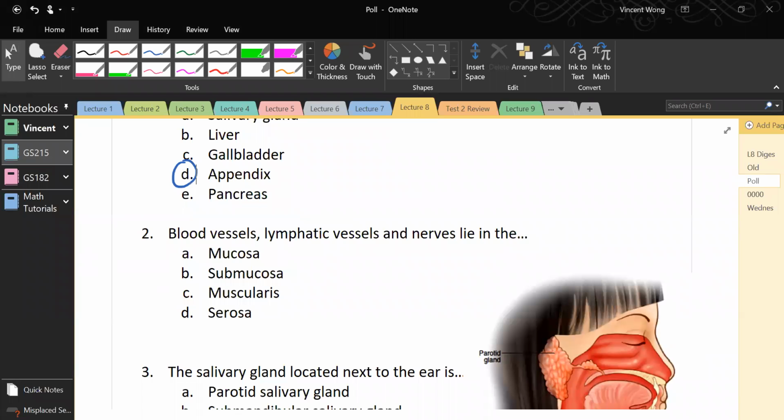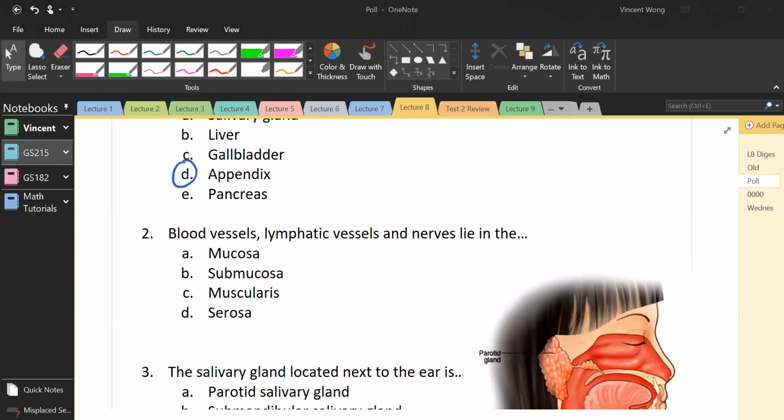Okay, let's do another one. Let's try to get everybody to participate for this one. Even if you don't know the answer, choose something. If this was a test, what would your educated guess be, right?